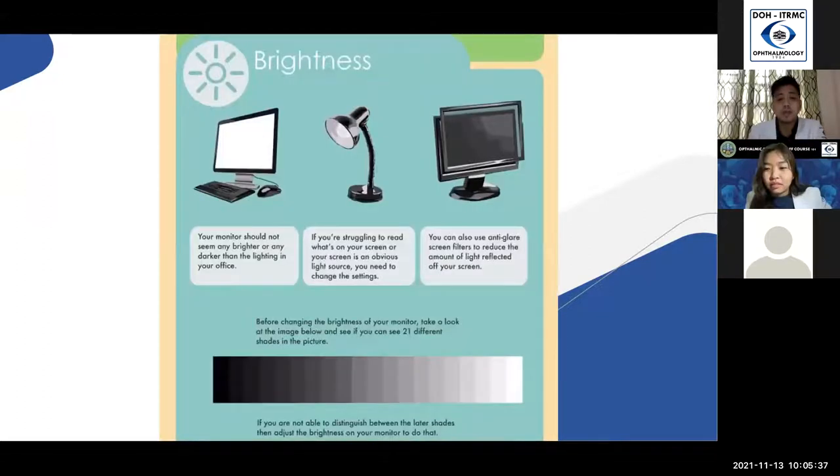And then for the brightness, your monitor should not seem any brighter or darker than the lighting in your office or home. If you're struggling to read what's on your screen, you need to change the setting, and you can use anti-glare screen filters to reduce the amount of light reflected off your screen.